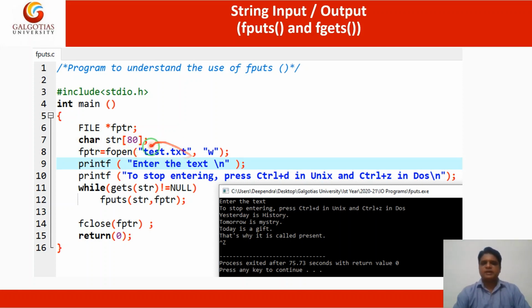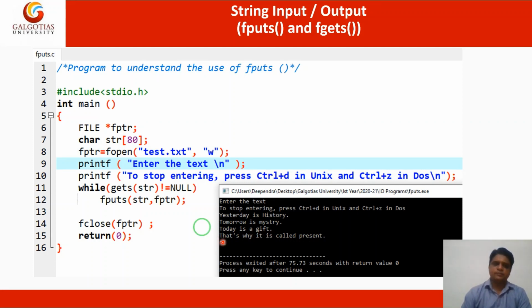We have opened a file in write mode. To stop entering, press Ctrl D in Unix, Ctrl Z for DOS. So gets str. I have entered the string: Yesterday is history, tomorrow is mystery, today is a gift. That's why it is called the present. And at last I have entered Ctrl Z.